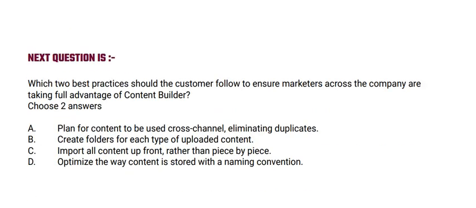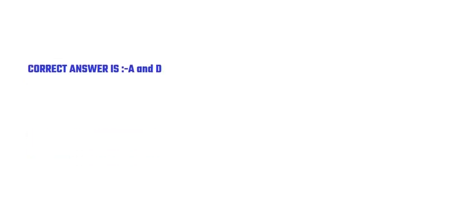Next question is, which two best practices should the customer follow to ensure marketers across the company are taking full advantage of Content Builder? Choose two options, and the options are: option A, plan for content to be used cross-channel, eliminating duplicates. Option B, create folders for each type of uploaded content. Option C, import all content upfront rather than piece by piece. Option D, optimize the way content is stored with a naming convention. The correct option is option A and D.